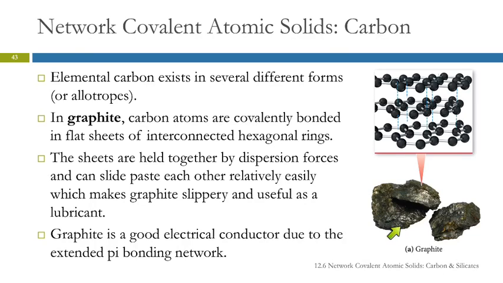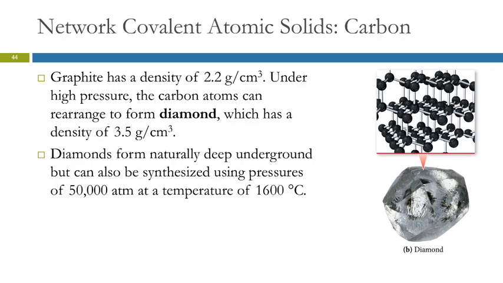Here's a picture of some naturally occurring graphite. And if you hit that with a hammer, it's going to shear in planes because it'll break between the layers. Graphite has a density of 2.2 grams per cubic centimeter. If you put a lot of pressure and heat on that, and we're talking a lot of pressure, like 50,000 atmospheres, it's crazy, and 1,600 degrees Celsius, you can cause the atoms in graphite to rearrange and form diamonds.